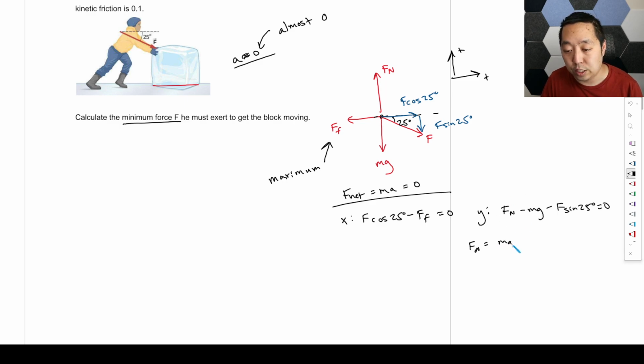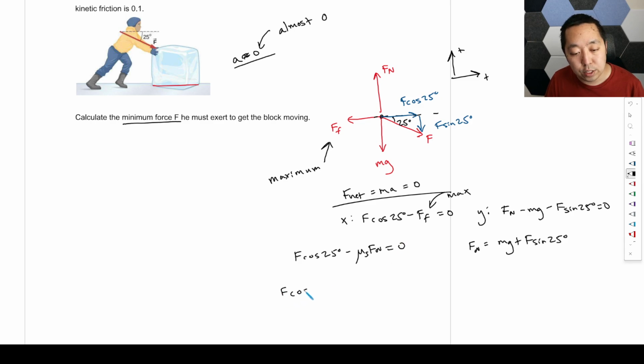Here we can calculate what the static frictional force will be. Why am I solving for the static frictional force? Because I'm going to need the normal force in here, and normal force is not a variable that I know the value for. So this is mu s times normal force, because this is maximum, right? Again, net force equals 0. So that means F cosine 25 degrees minus mu s times Fn. Replace it with this, mg plus F sine 25 degrees, equals 0.